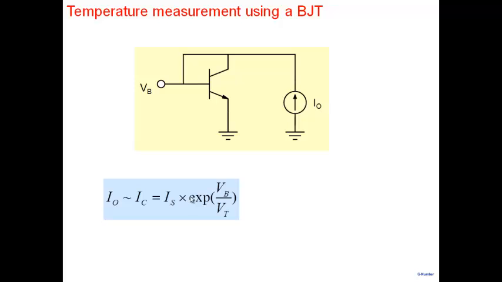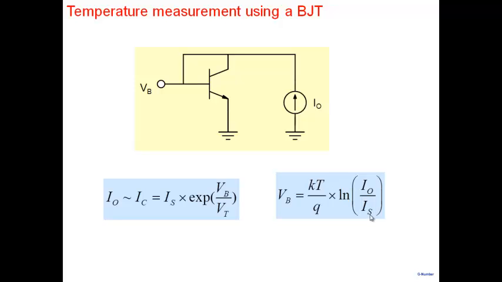And from theory, we know that it's Is exponent Vb by Vt. Vt is the thermal voltage. So this is the relationship. Suppose I pass a certain current, I0, and I measure this value Vb. Then I can invert this equation and write Vb is kT by q, ln I0 by Is. I know the value of I0. I'm forcing a particular I0 into my circuit, so I know I0. And I'm measuring Vb.